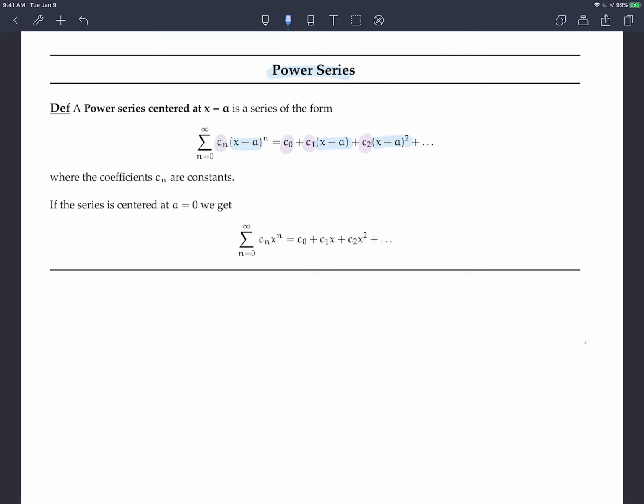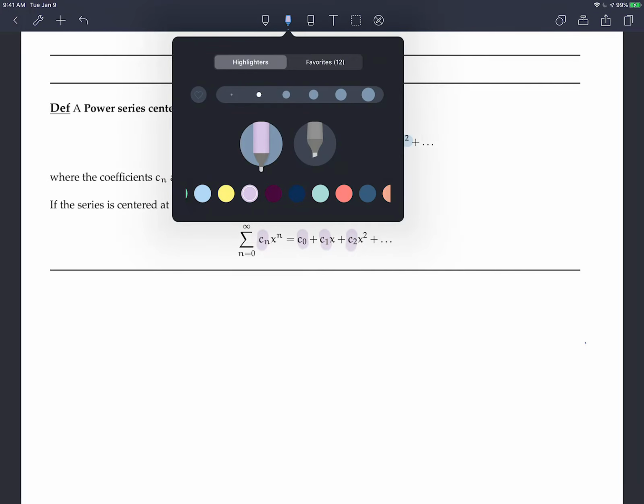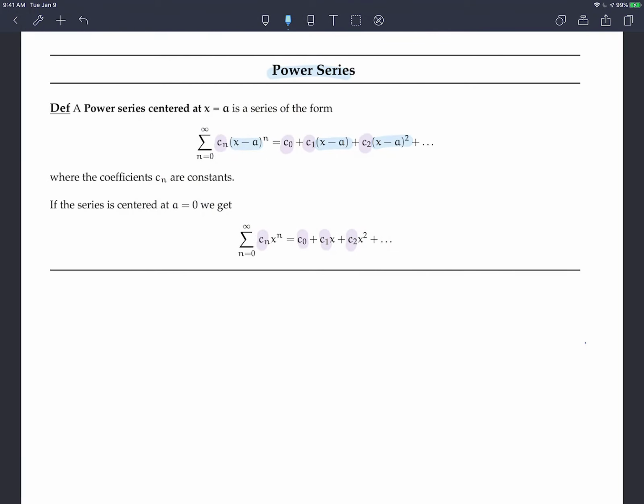Of course, if it's centered at 0, then this simplifies a little bit because you don't have to write the minus 0 in this term, and it looks just like at the bottom, right? So the cn's are here, and x minus a becomes x minus 0, so you have x squared and x to the 0 right here also inserted. You don't need to write x to the 0 because that's a 1.